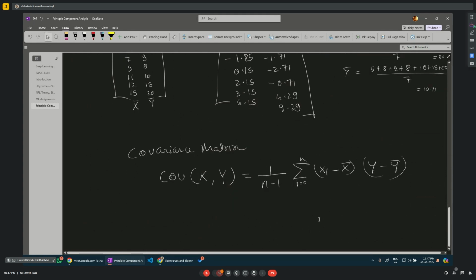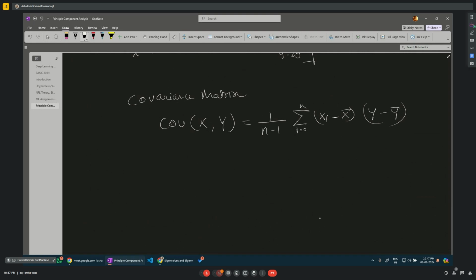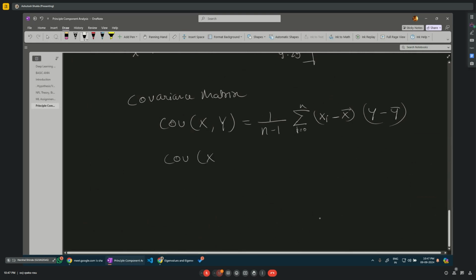So what happens if you have covariance of x and x? Covariance of x comma x. This formula changes slightly into 1 by n minus 1 sigma i equals 0 up to n.